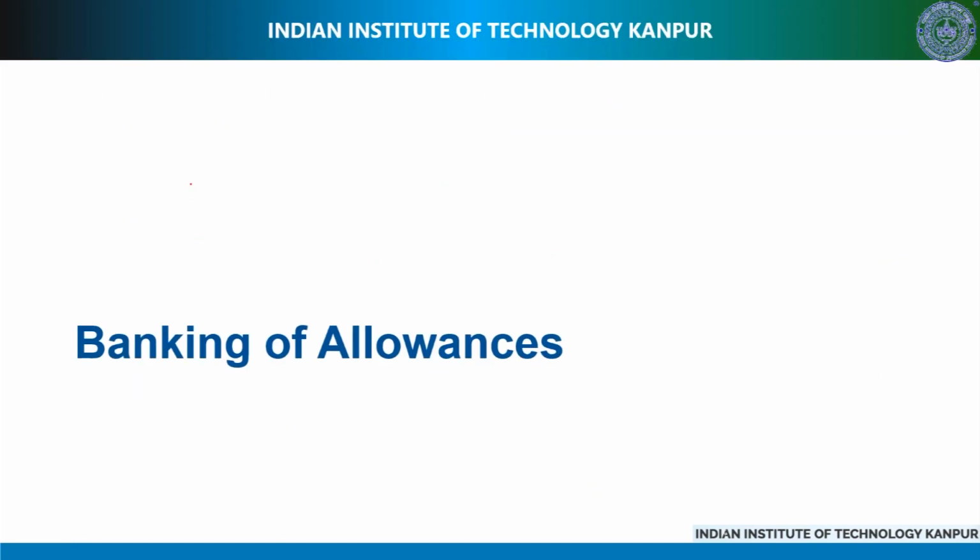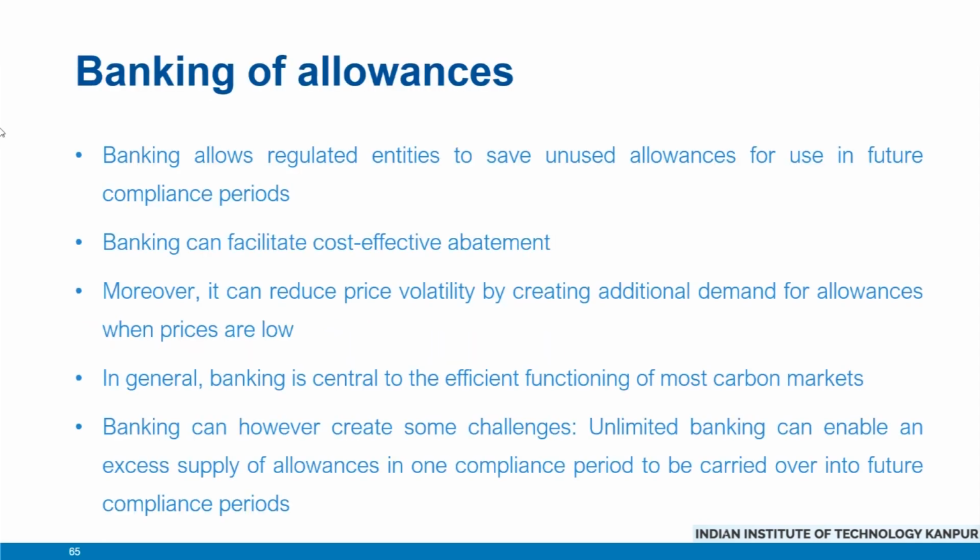In this video, we'll discuss banking of allowances, which is a very important feature of any emission trading system and a part of market microstructure design. To begin with, banking allows regulated entities to save unused allowances for future use in future compliance periods. It enables a reduction in emissions today in exchange for increased emissions later, and it's a very vital component of all the existing emission trading systems. That means if you can reduce the emission today, you can save on allowances, and in future if your emissions have increased, you can make use of those additional saved allowances.